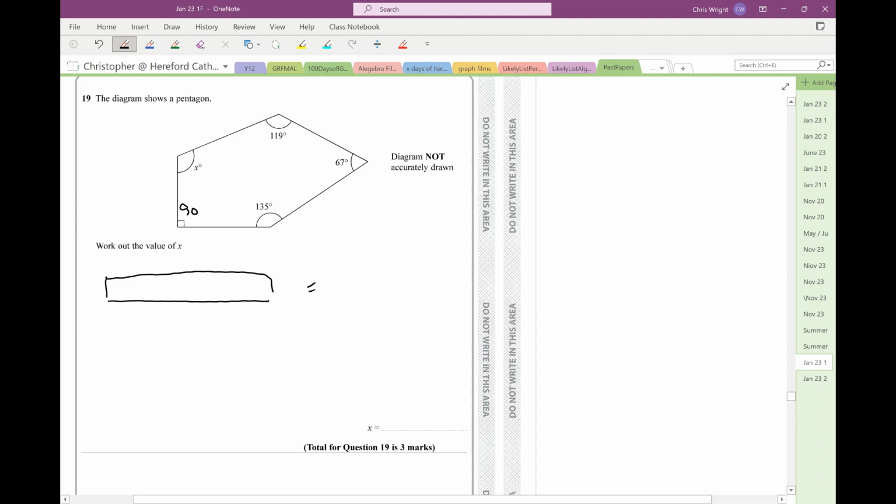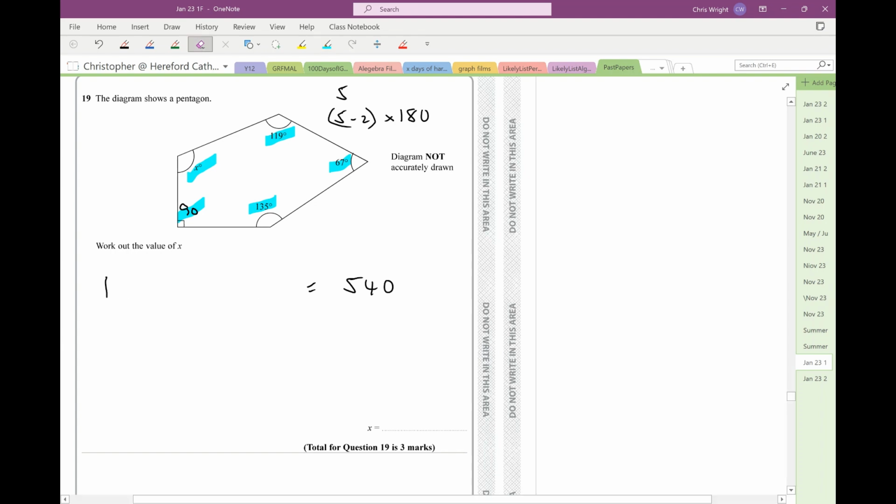Now the total number of degrees in a five-sided shape is 5 minus 2, 3, times 180, 540. So all of these angles, this one plus this one plus this one plus this one plus that one, should equal 540. So I can write an equation now. I'm going to write 90 plus 135 plus 67 plus 119 plus x equals 540. That's the equation I'm going to solve.